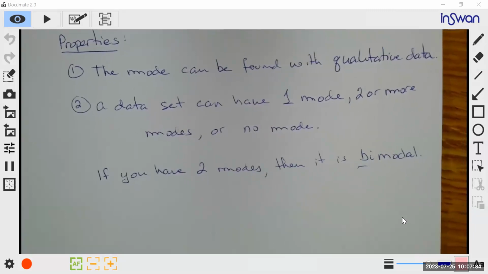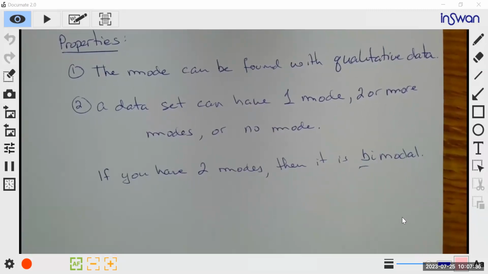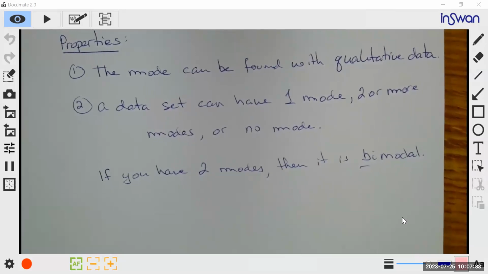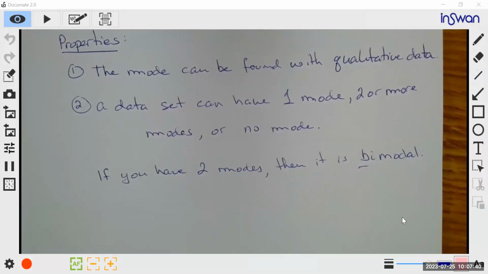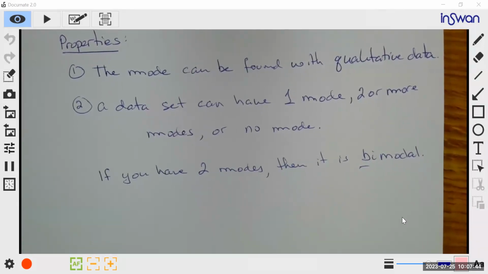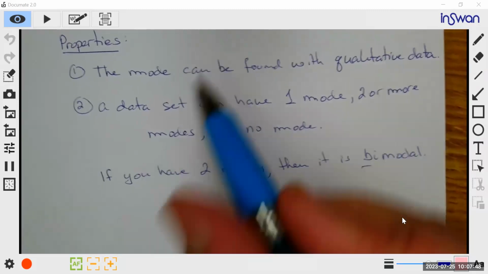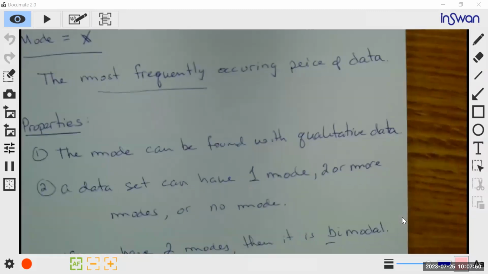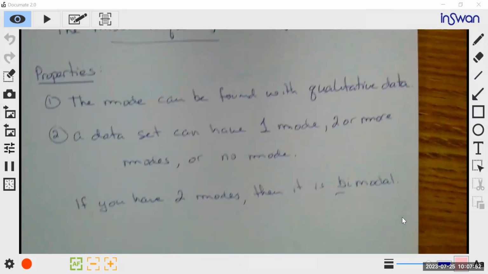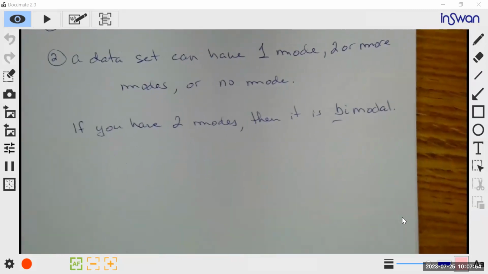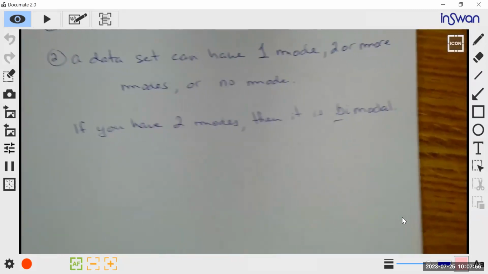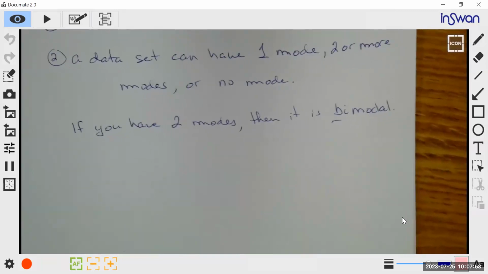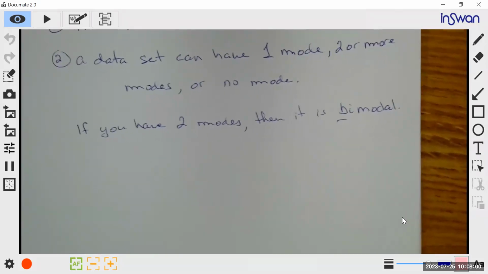But if you have 100,000, you can have 4 or 5 modes that are most frequently occurring. But they all have to have the exact same number of repeating values. That's what a mode is. So remember, it's the most frequently occurring. Yes, mode couture is the most obvious example of it. Let's look at some examples here.